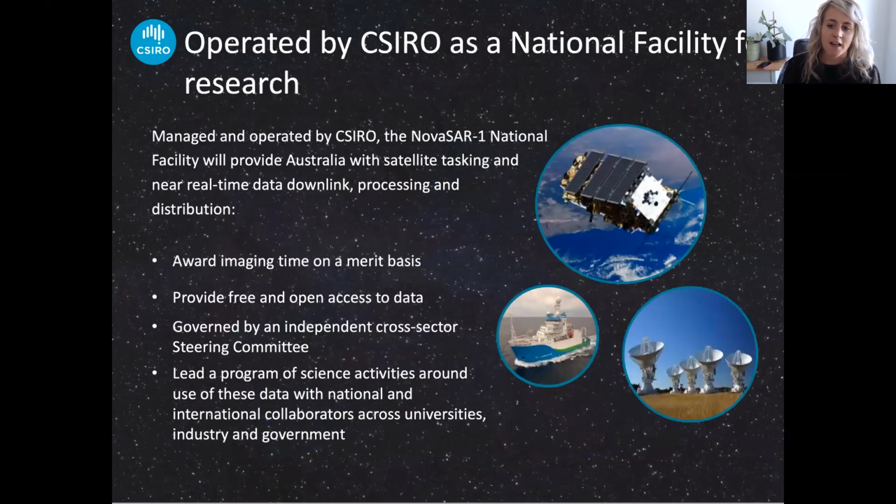So our 10% capacity share in the mission is being operated by what we call a national facility for research. And this is really a natural extension of CSIRO's operation of other long-standing national facilities, including the Australia Telescope National Facility and the Marine National Facility, which you can see here in these circles. And some of the key features of a national facility include the provision of all of the data, free and open access. We will be awarding imaging time on a merit basis, and we have also appointed an independent steering committee to govern operations of the facility. And these are features of other national facilities run by CSIRO. We will also be leading a program of science activities around the use of Novasar data with national and international collaborators. And I'll talk to you a little bit more about that at the end.